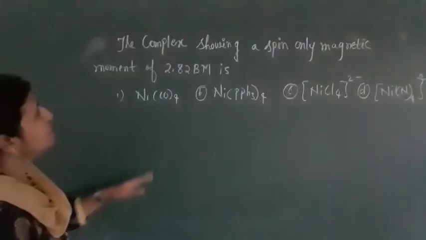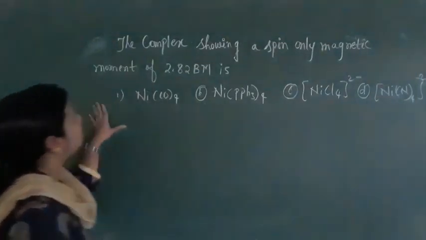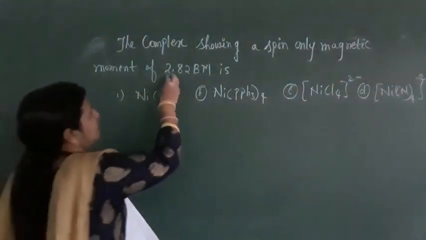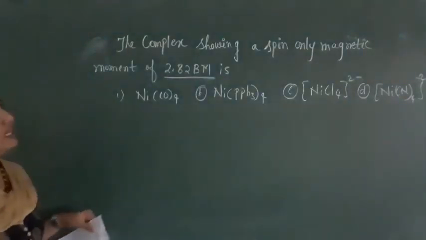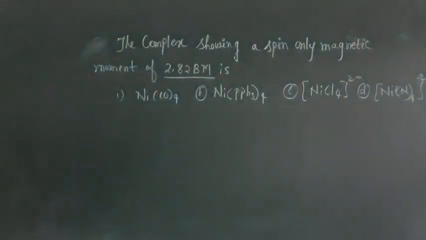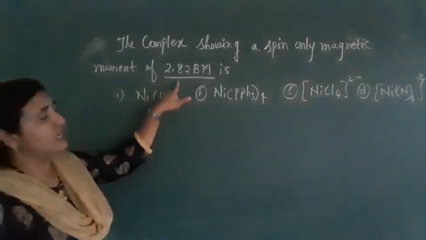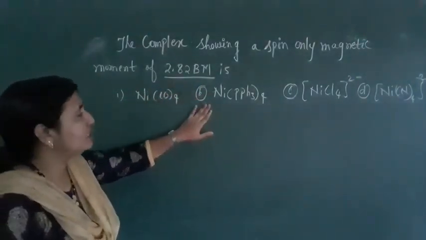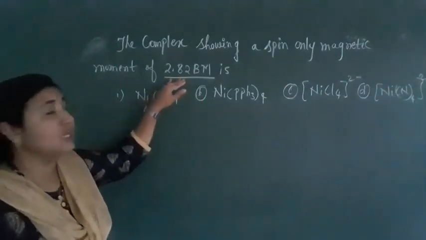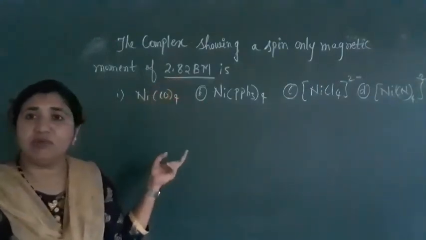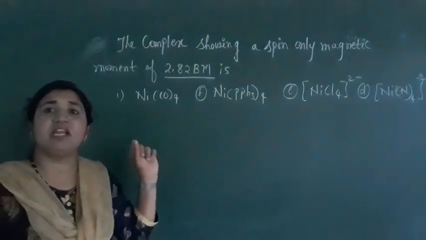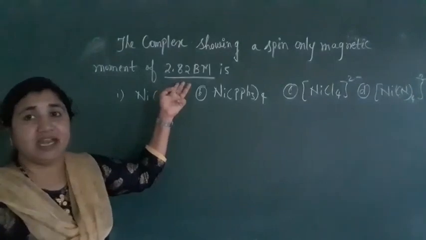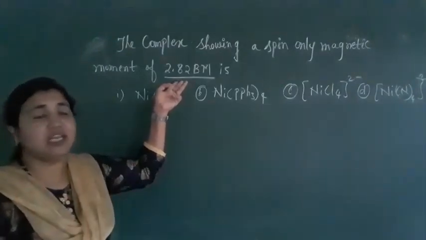Here the question is: the complex showing a spin only magnetic moment of 2.82 BM is. They have given the spin only magnetic moment and ask which complex will give this moment. So a magnetic moment of 2.82 comes when the number of unpaired electrons is 2. That is the trick I mentioned, you can use it this way.